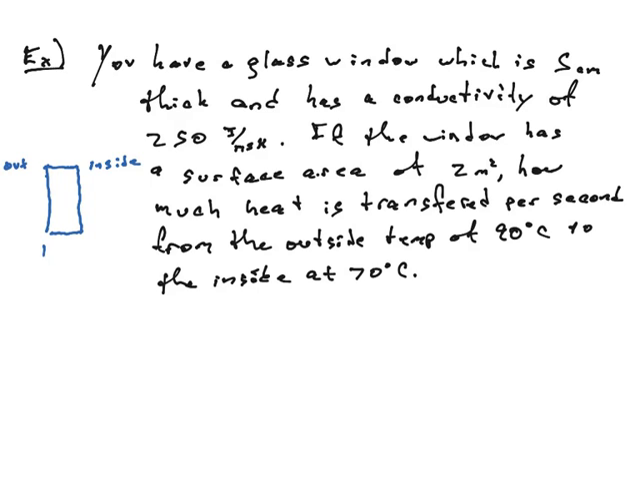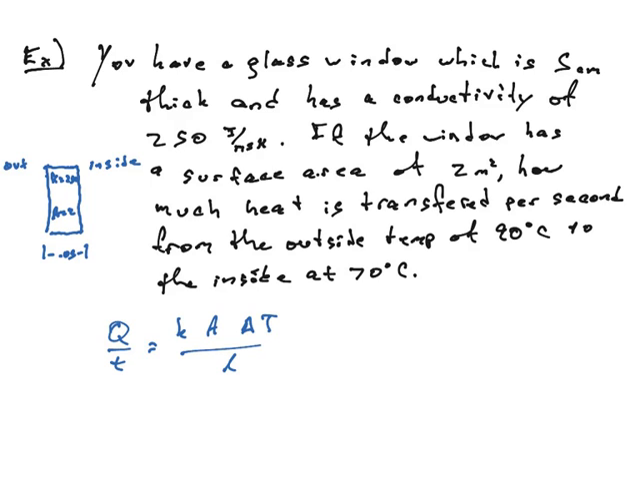The thickness of my window here was given as 5 centimeters, so that's 0.05 meters. Let's say the area was 2 square meters. That's given in the problem. And the conductivity K is 250. I want to use the equation Q over T, the heat transfer rate, is K A delta T over L.